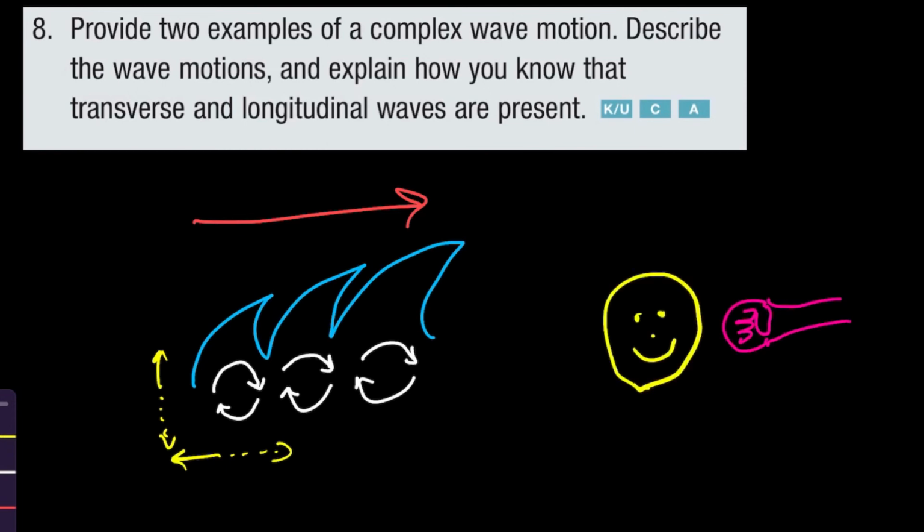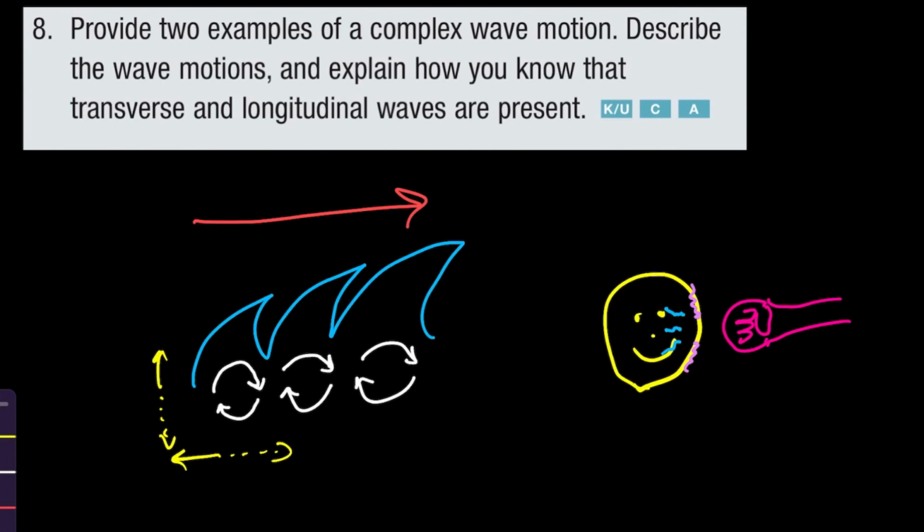Another example, maybe you never thought about, is someone hitting another person on the face. On the surface of the skin, we're going to have transverse waves because the energy is going along the surface of the skin, but then the displacement of the particles are up and down. But we also have longitudinal because the person feels the pain inside of their cheeks as well. So the motion is also going in. So this would be another type of complex waves.